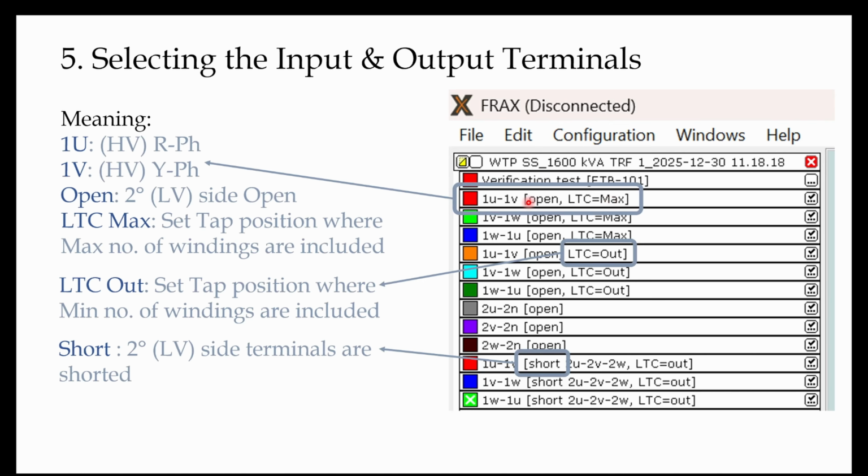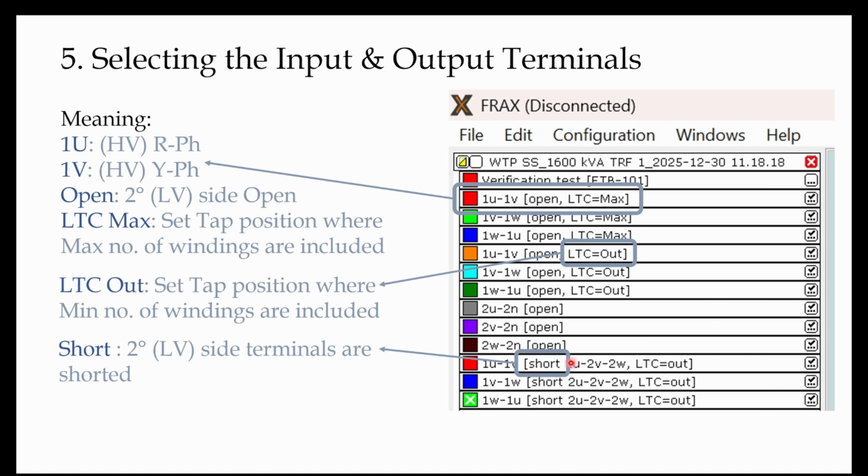We will focus our attention on this test 1U, 1V that we know. Since connections are being made on the high voltage side, inside the bracket, how the low voltage side will be present, that is mentioned. In this case, the low voltage side will be kept in open condition. Then LTC max means the tap position where the high voltage side will have the maximum windings, that tap position should be used. If LTC out is present, then the tap position where the high voltage side will have minimum windings, that is to be chosen.